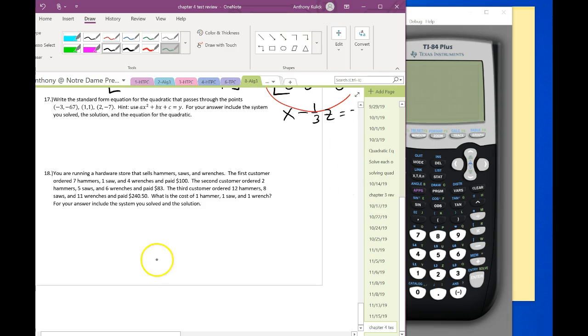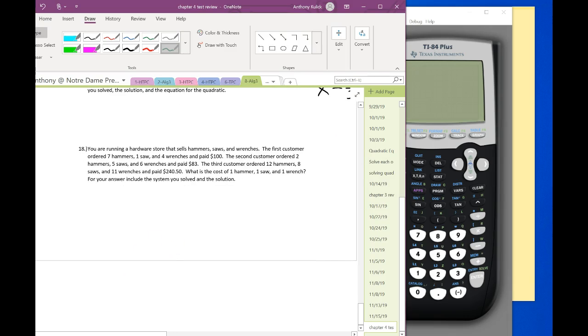So 18 reads, you are running a hardware store that sells hammers, saws, and wrenches. The first customer ordered 7 hammers, 1 saw, 4 wrenches, and paid $100. The second customer ordered 2 hammers, 5 saws, and 6 wrenches, and paid $83. The third customer ordered 12 hammers, 8 saws, and 11 wrenches, and paid $240.50. What was the cost of 1 hammer, 1 saw, and 1 wrench? For your answer, include the system you solved and the solution.